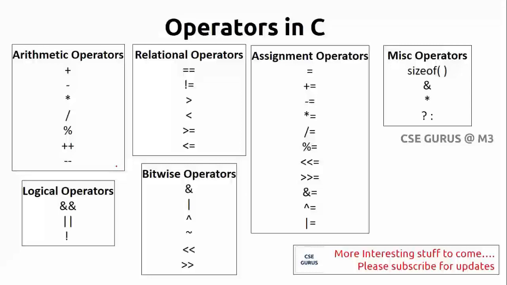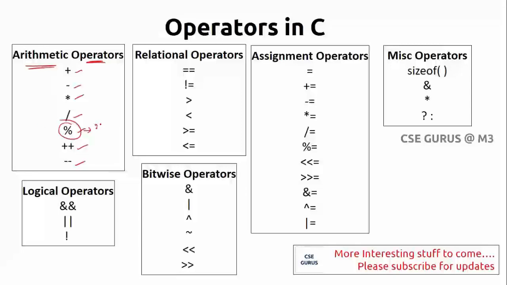These are the operators in C. I covered everything. First we'll go for arithmetic operators. The arithmetic operators we have are plus, minus, multiplication, division, percent, and increment, which we'll see. And we know this percent sign, the mod operation.